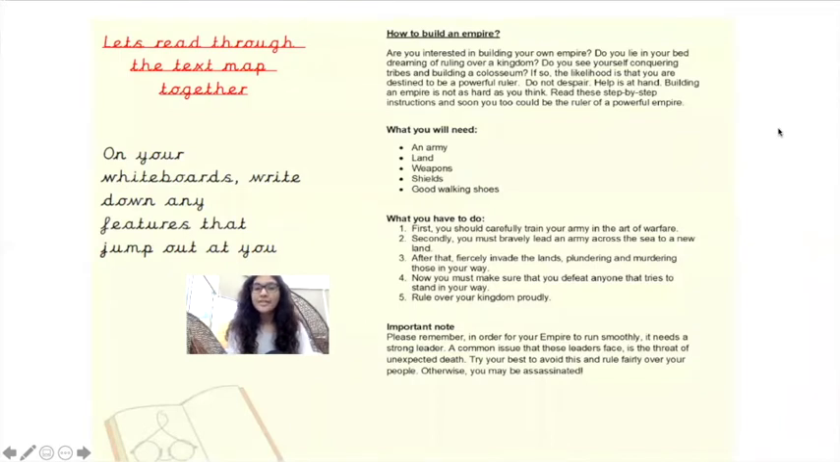The learning objective for today's lesson is, can I construct a toolkit for writing instructions? I'm going to read through the text map with you again one more time, just to remind us what it was really about. How to build an empire.